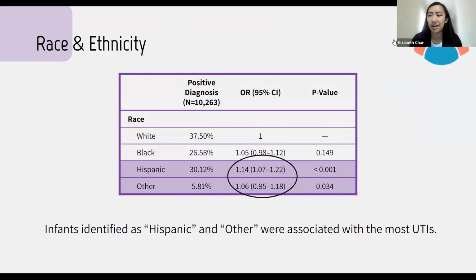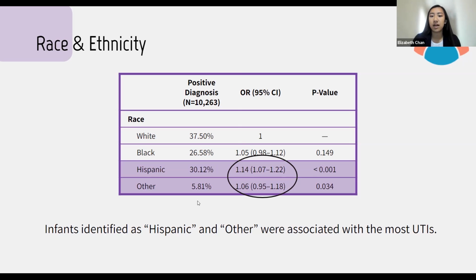Yeah, so that's a really good question. We were really confused about that at first. So of the positive diagnoses, the majority, we had 37% white, 30% Hispanic, 26% Black, and then 5% other. So we did think this was really strange that they weren't evenly spread across, because there aren't any anatomical differences that would lead to increased prevalence of UTIs.